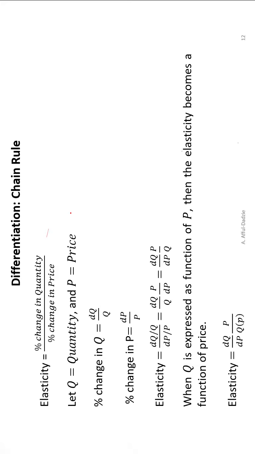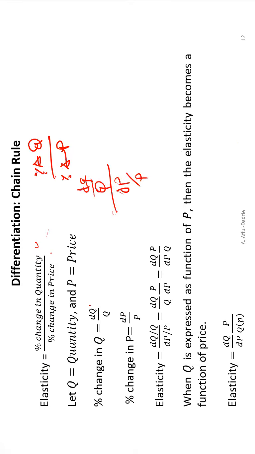All right, so we know elasticity is the percentage change in quantity over the percentage change in price. Let the percentage change in quantity be dQ, and the percentage change in price be dP. Then we divide dQ by dP, because elasticity is percentage change in quantity over percentage change in price.